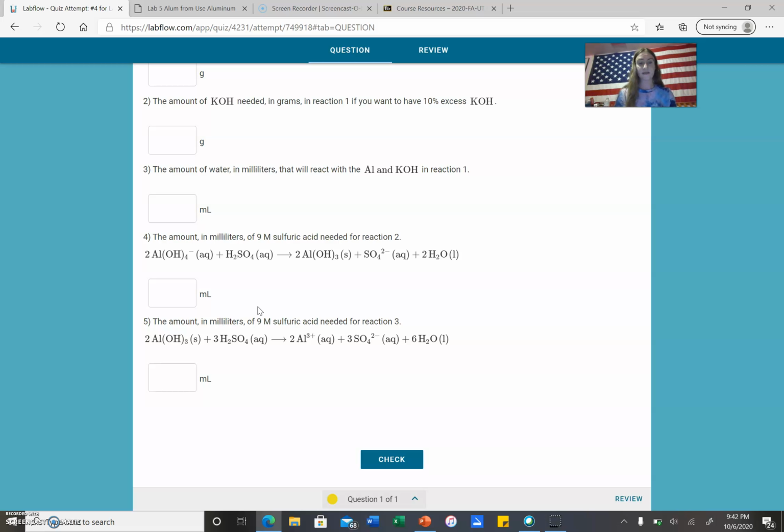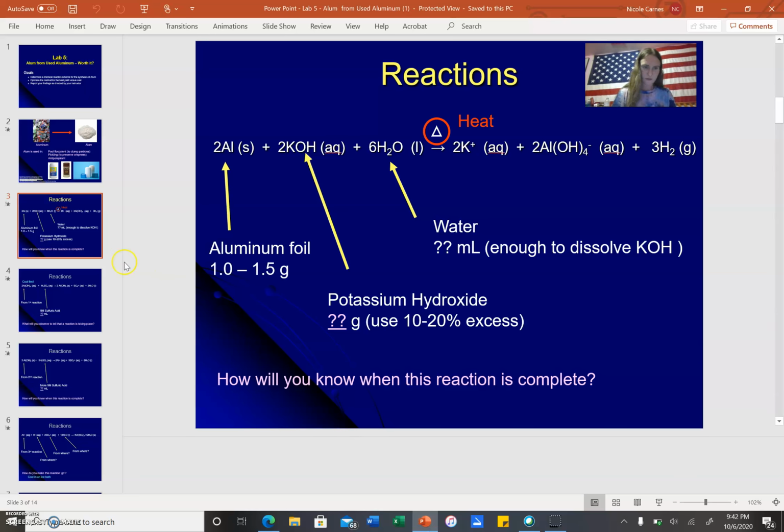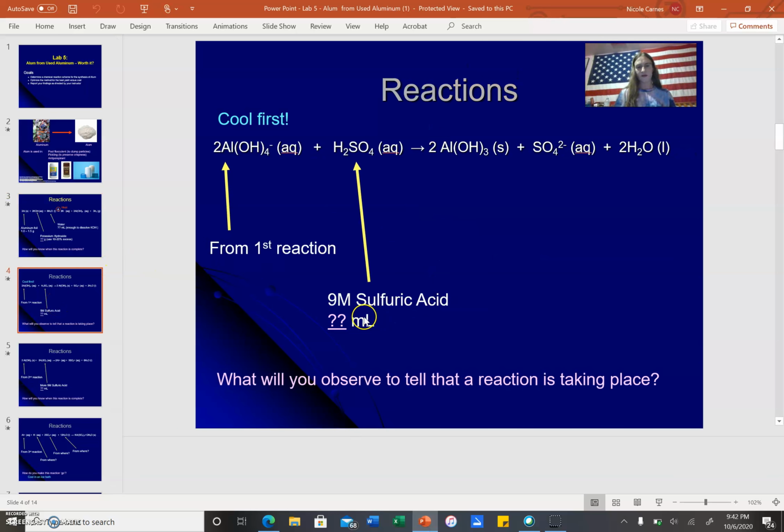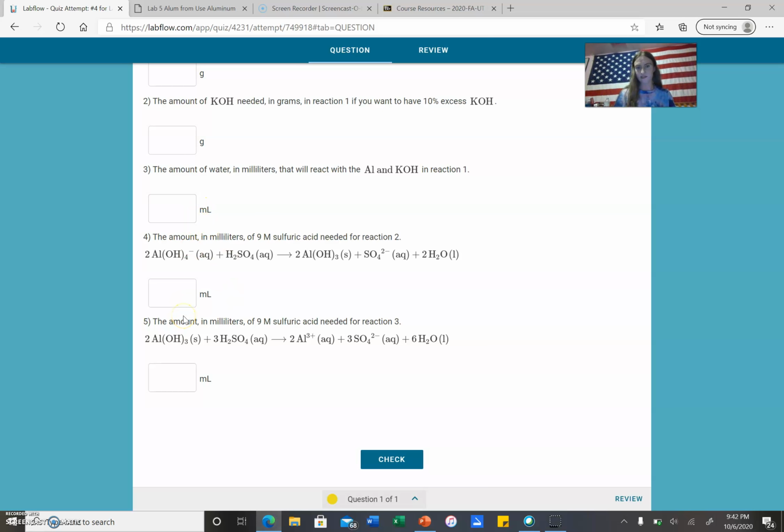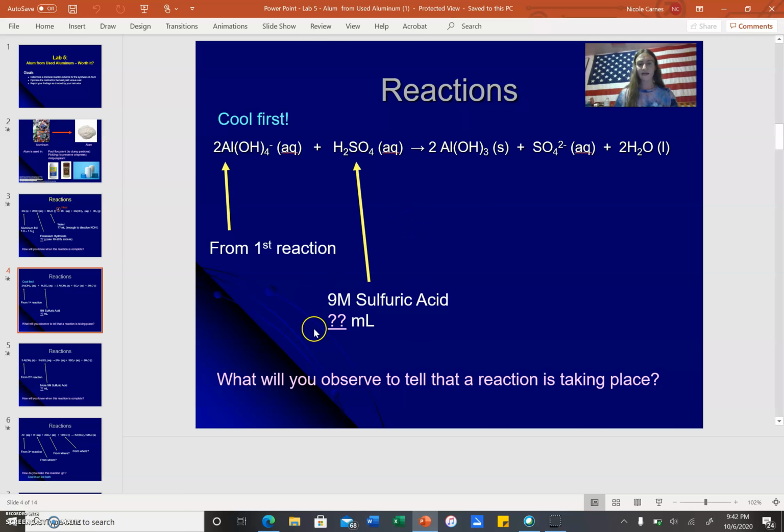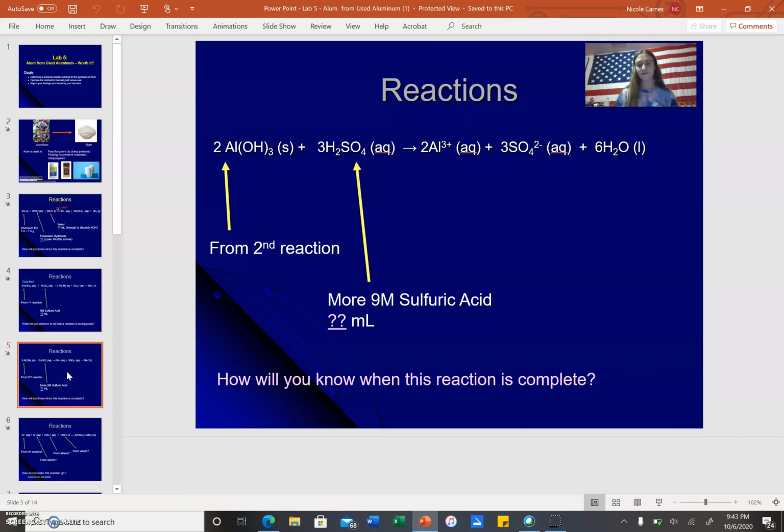Question 4: the amount in milliliters of 9 molar sulfuric acid needed for reaction 2. So when you go to the PowerPoint, go to reaction 2. It asks how much sulfuric acid we need in milliliters for reaction 2. So go to LabFlow, perform the calculation. Whatever value you get is how much sulfuric acid you will add for reaction 2. And the same thing for reaction 3.